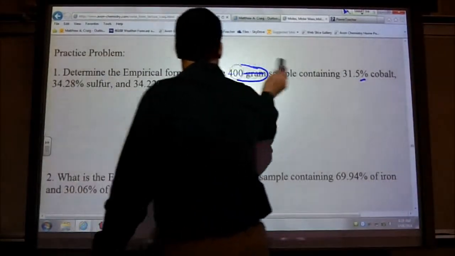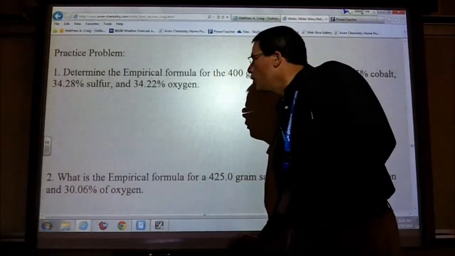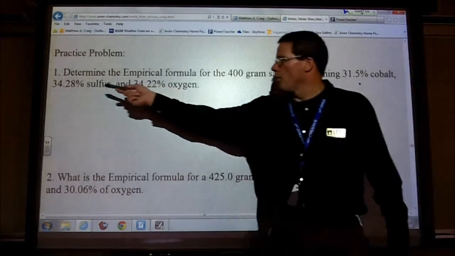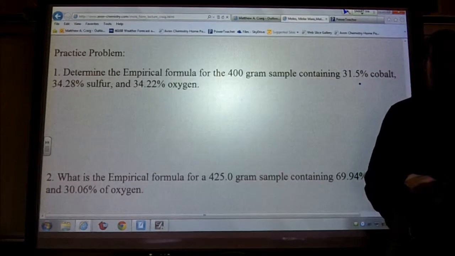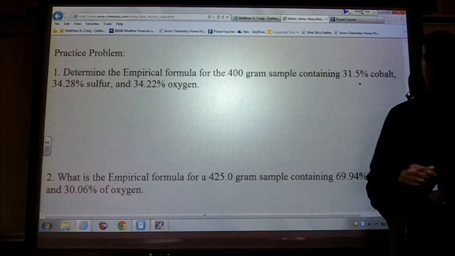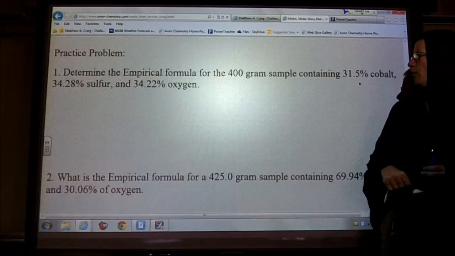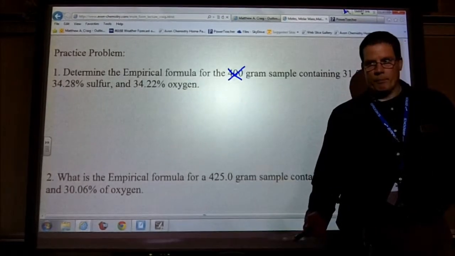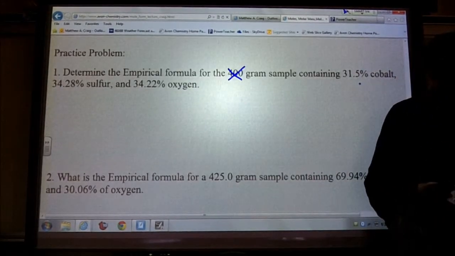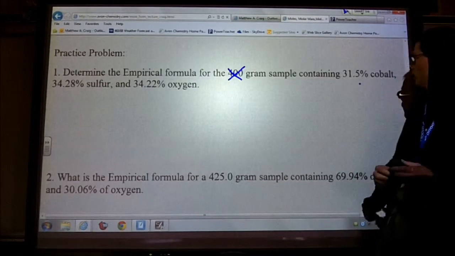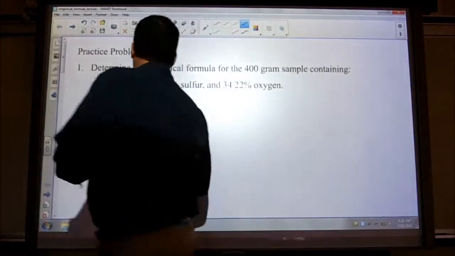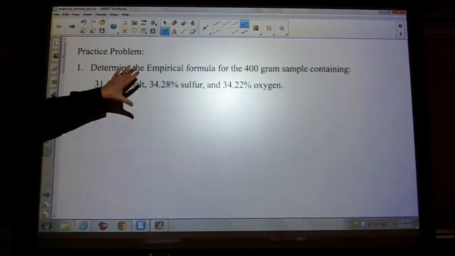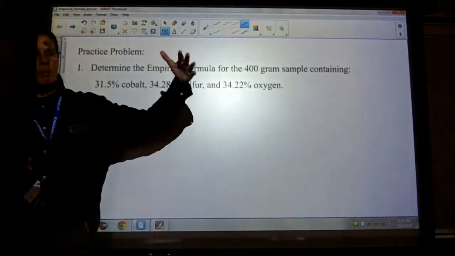So if you want to be efficient, what would be a good mass sample to work with if you have 31.5%, 34.28%, and 34.22%? What would be a good gram sample to work with? 100, yeah. So going and finding out how many moles is in each of these is an extra step. Now you can do it, it's just going to take you a little bit longer, except I know that during tests you're more interested in finishing quickly. So let's go ahead and change these percents into grams, and whatever order the elements are given to you, keep them in that same order.